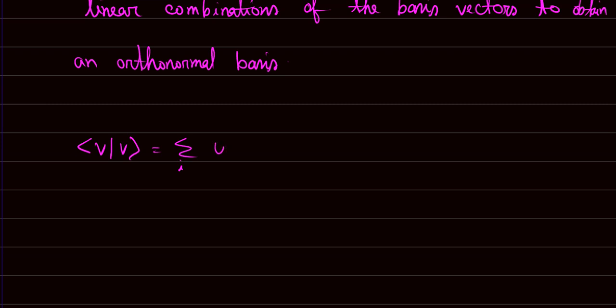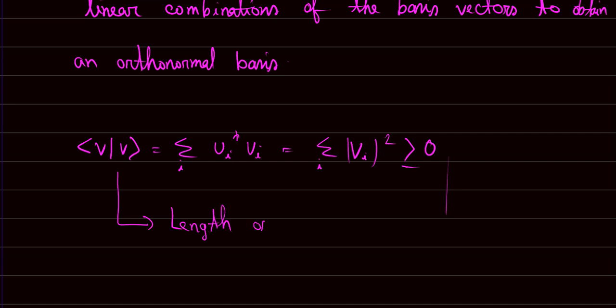Now let's see what happens in this formula if we do this. By definition it will give us the square of Vi, which is always greater than or equal to 0, and equal to 0 only if Vi is 0. This is called the length, or norm squared, as per our definition of a vector.